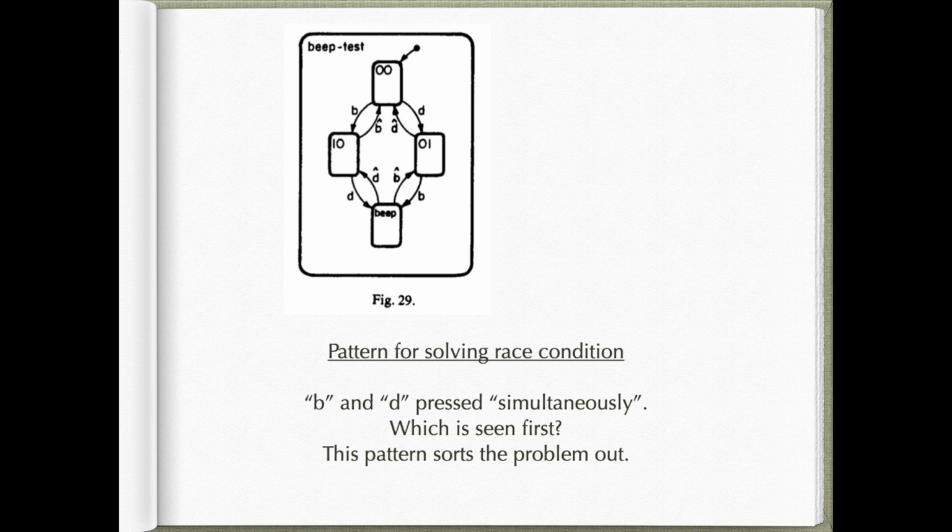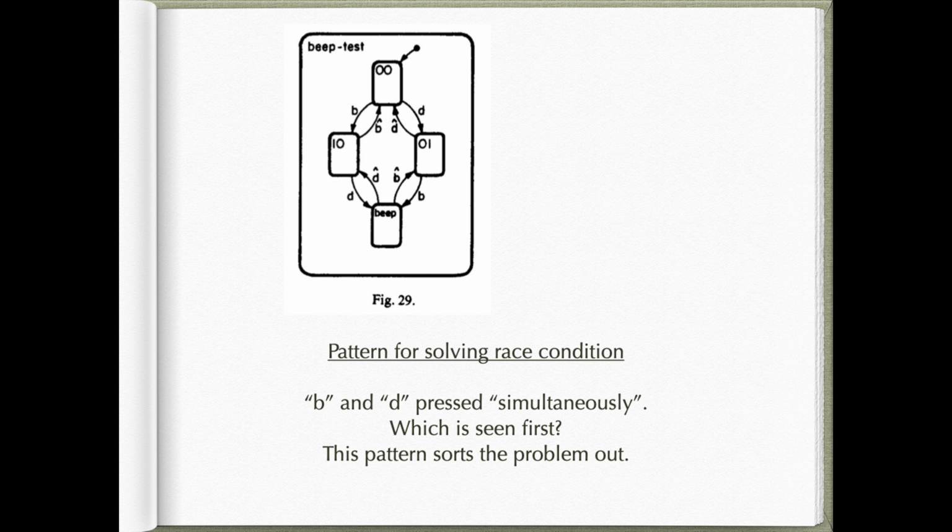On the right-hand leg, we handle the case where D comes first, then B comes. That ends up in the beep state, just like the other B followed by D rapidly. If we let go of the D button and then the B button, we go back to the top. If the hardware thinks we let go of the B first and the D second, we still end up at the top. This pattern should be memorized as one of the patterns that will help disambiguate such hardware level race conditions.